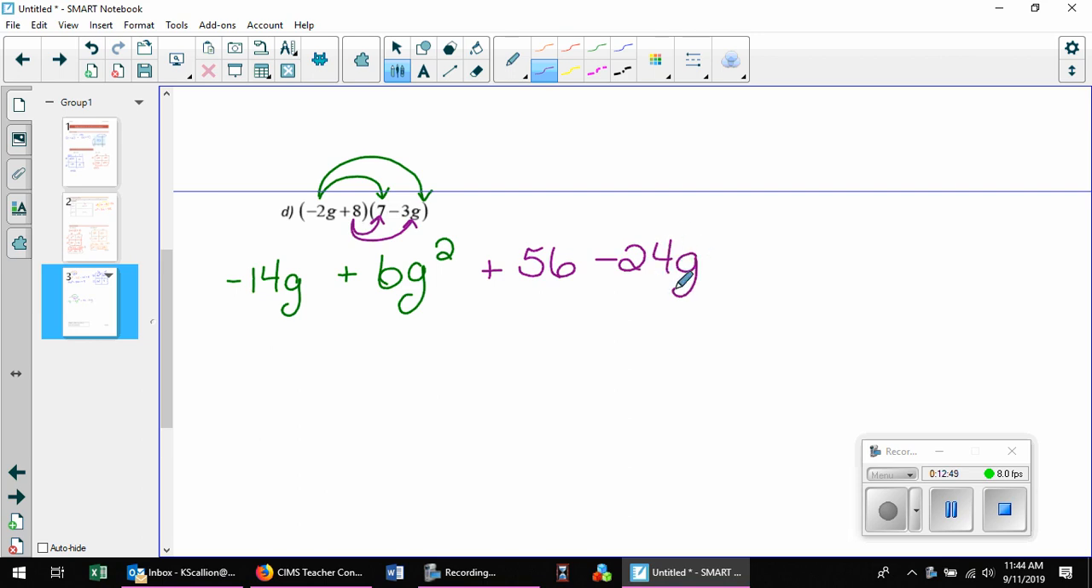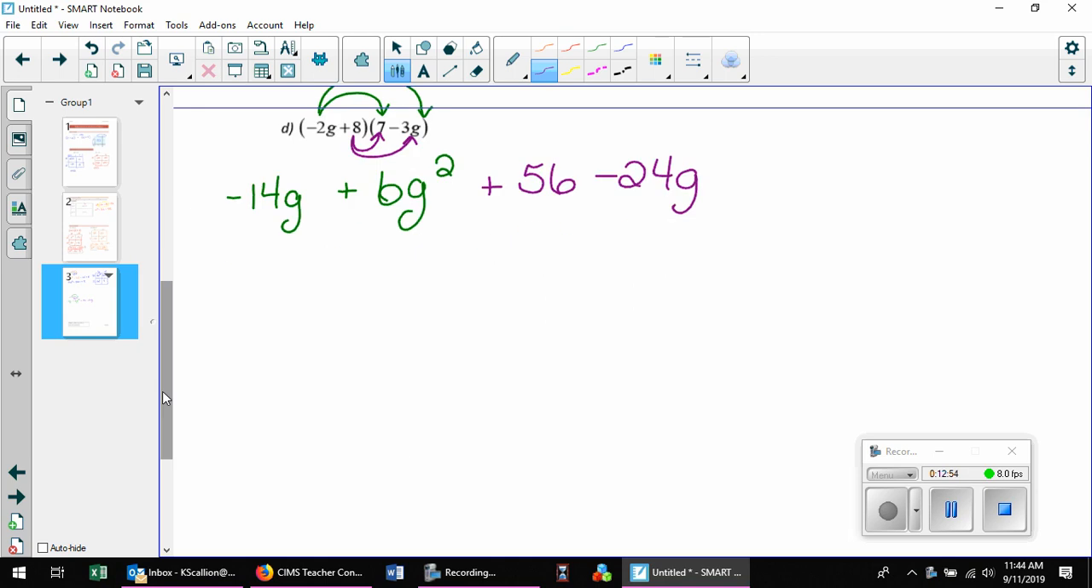Okay, so I'm going to put these in order. What am I going to start with? 6g squared.